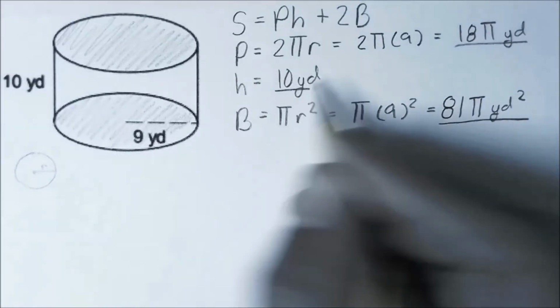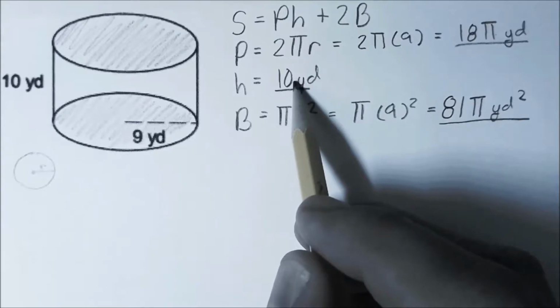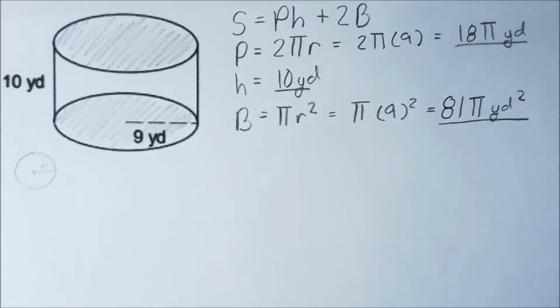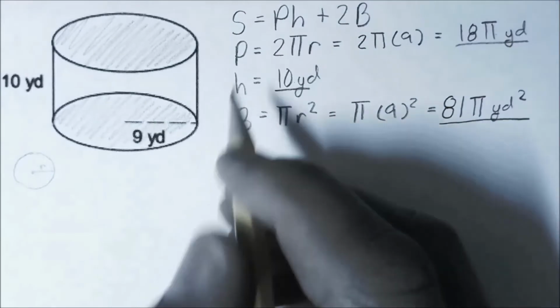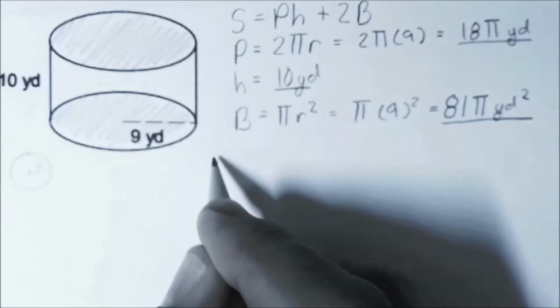Now notice we have these three numbers. We have our perimeter, which is P in our formula, our height, which is 10, and our big B, which is 81 pi. So that's all we need to get the total surface area. And that's what we're going to calculate first, the total surface area. So instead of just saying S, because this is the total surface area, I'm actually going to put TSA.